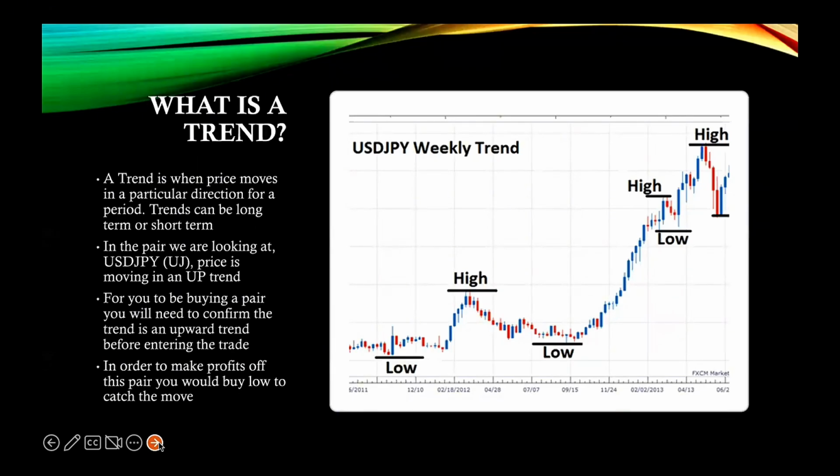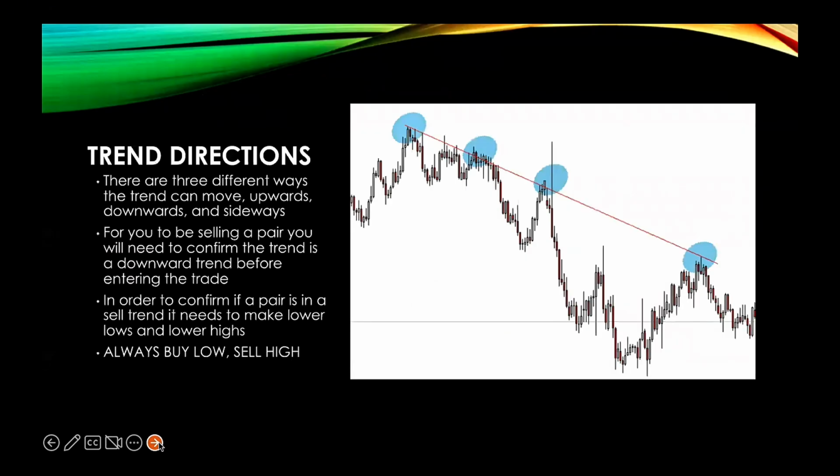In the example, we have the highs labeled off, and as you can see, each high is higher than the previous high. That's exactly what you need to have in order to be in a buyer's market. All right, there are three different ways that the market can move: upwards, downwards, and sideways. The technical terms are bearish, which is downwards, bullish, which is upwards, and consolidation, which is sideways, okay? In order for you to be selling a pair, you need to confirm that it's actually in a downtrend.